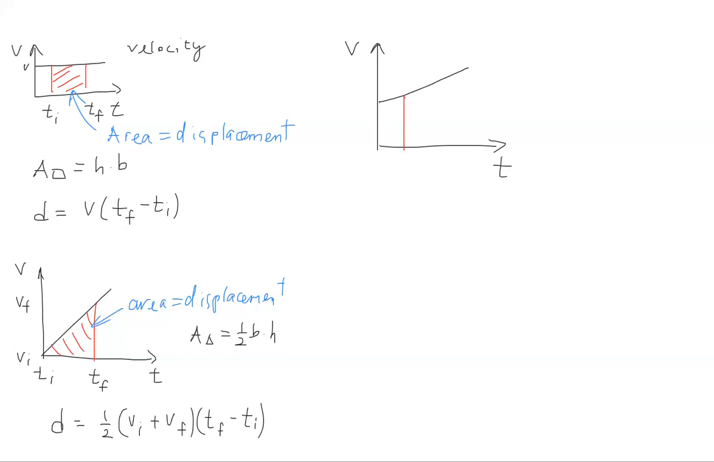So we're going to draw this thing. T, whoa, that was unexpected. T initial, T final, V initial, V final. I draw much better on the board. Trust me on that.